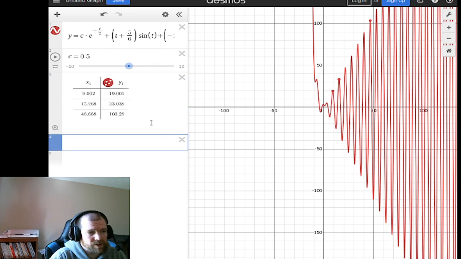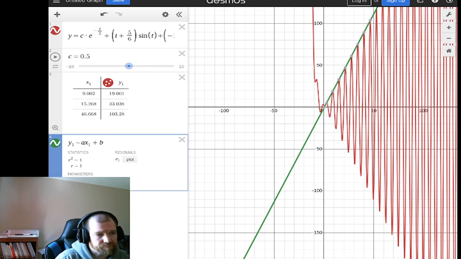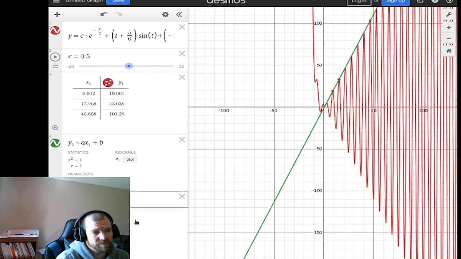If we wanted to, we could just say, all right, let this be y1, approximate it as a linear function, ax1 plus b. Bam. All right, r squared is 1, so it is as close to linear as we're going to get it. And this is 2.23736 x plus negative 1.13172. So, not too bad overall.